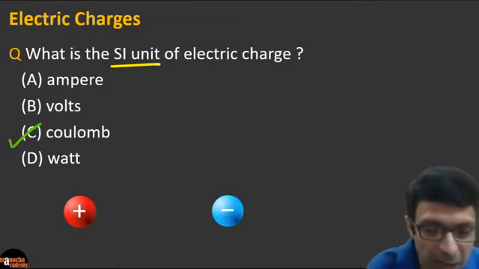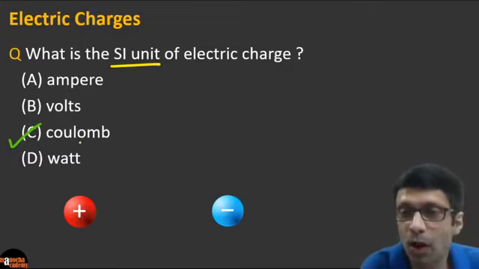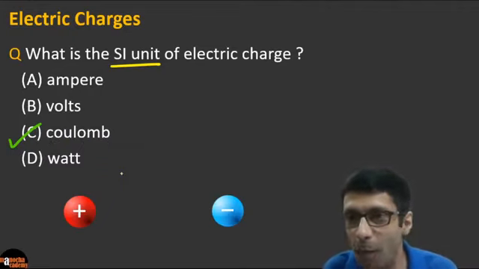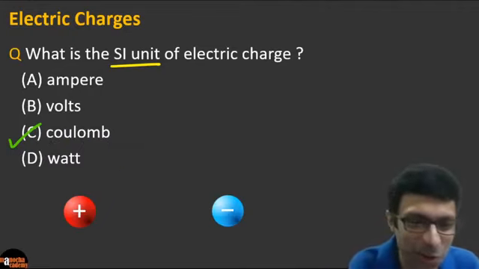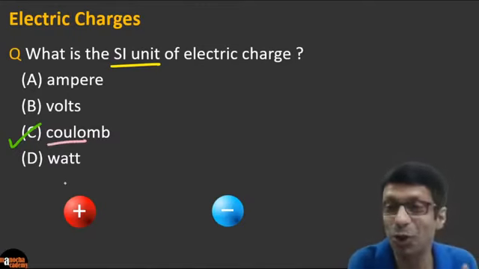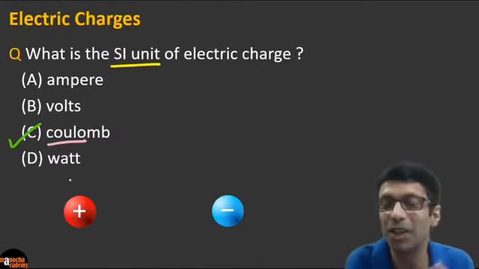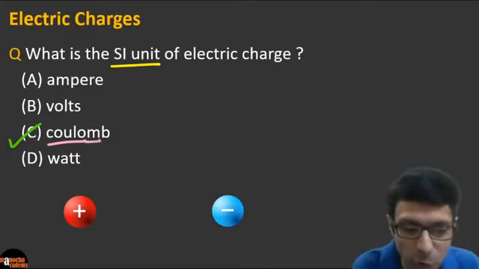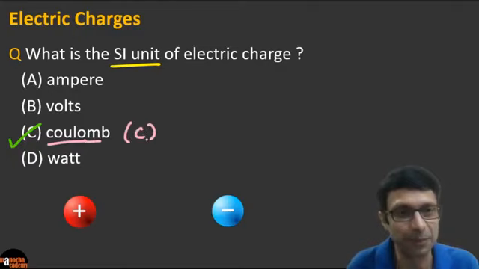And please note the spelling. It's C-O-U-L-O-M-B. So I remember the word, you can say the word as coulomb. Sounds cool, right, guys? But it's not C-O-O-L as cool. It's coulomb. So please note the spelling. And what is the symbol for coulomb? It's denoted with a capital C.